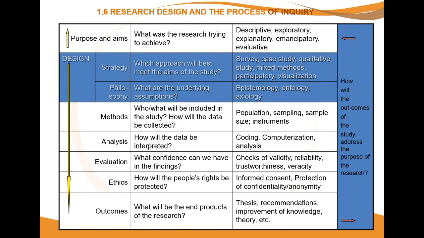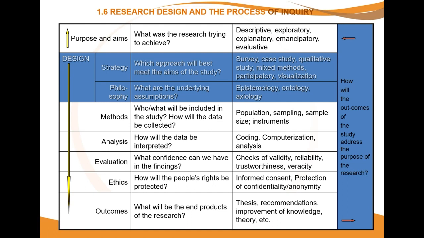So the research design, I said it's a package. It's a package where I understand the rules of the game. So let's look at these. We have in the first column the purposes and aims of my study. So I go back to my research purpose, my aims, my objectives. And my design is my strategy. What am I trying to achieve? Which approach will best meet the aims of my study? So can you see how your research design is absolutely in service of your research objectives?